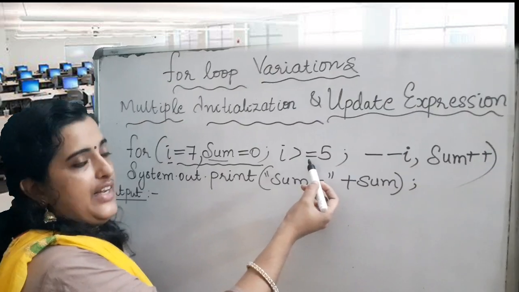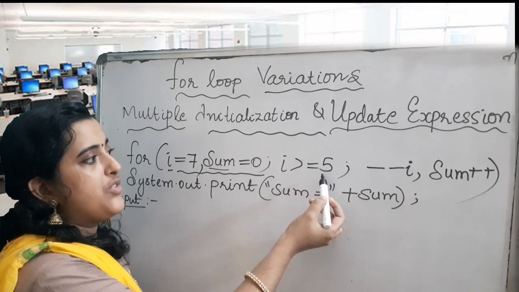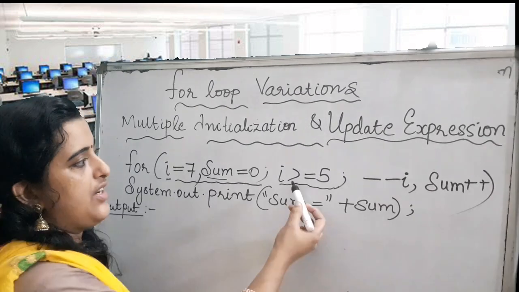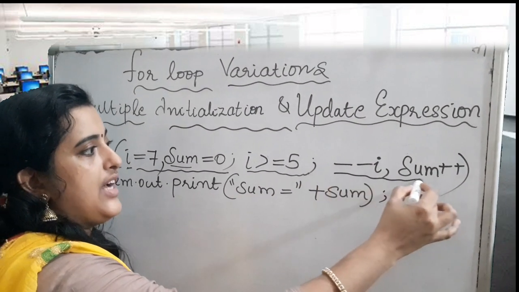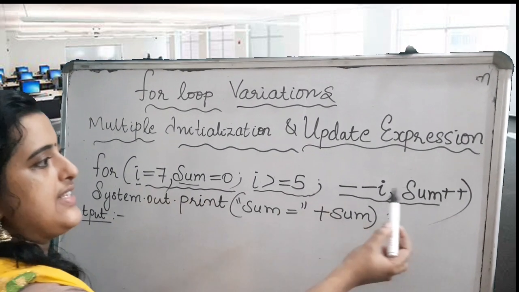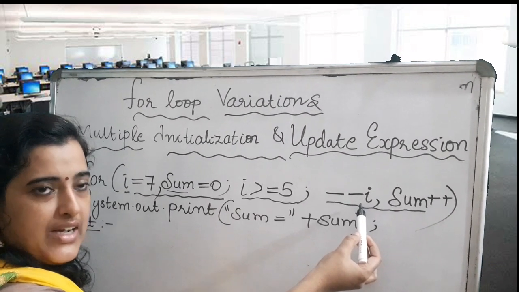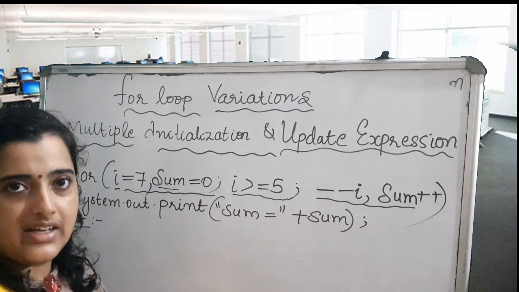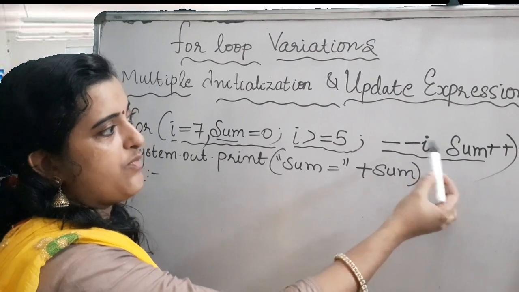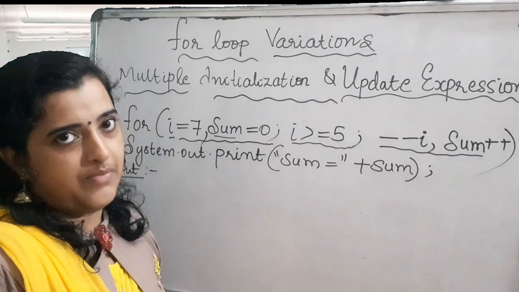And here we have given a condition. Here our condition is the value of I should be greater than or equal to 5. And you have given a semicolon afterwards, which shows that the condition expression is over. Now here comes the updation section, and you can see that variable I and variable sum are updated here. Here the value of I is getting decremented by 1, whereas the value of sum is incremented by 1. And here also you can see a comma which separates both updations, and no semicolon is given after the updation section.